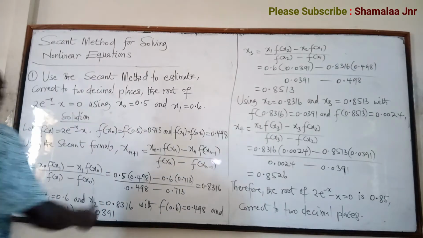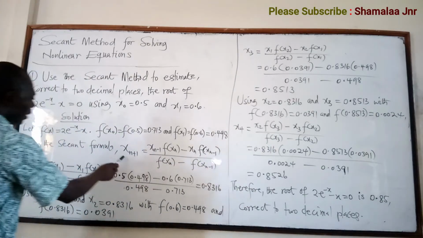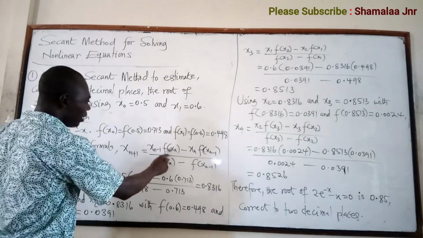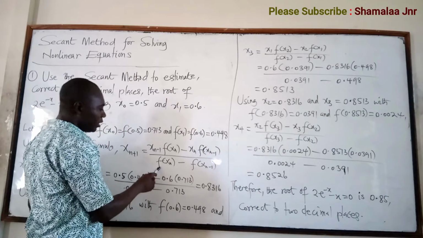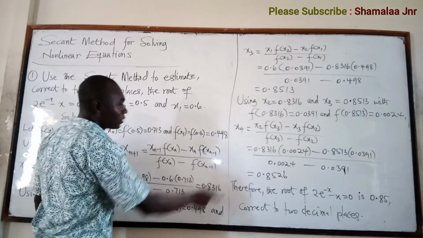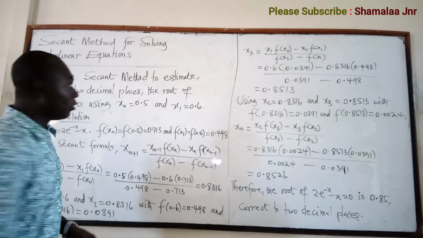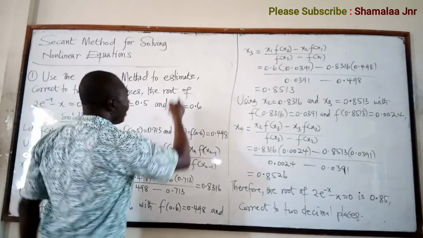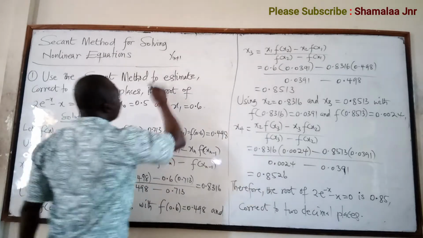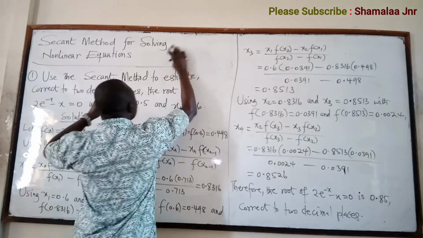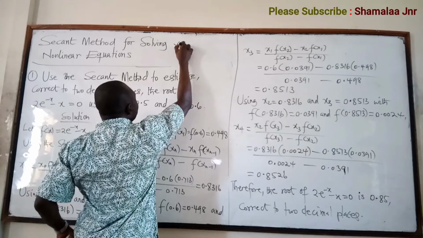Now, viewers, this is the secant formula. x n plus 1 is equal to x n minus 1, f of x n minus x n, f of x n minus 1, all over f of x n minus f of x n minus 1. Viewers, this is not difficult at all. Let me explain to you. We have this x n plus 1. You see it? Let me write it well. x n plus 1.